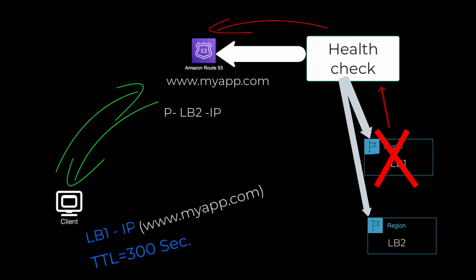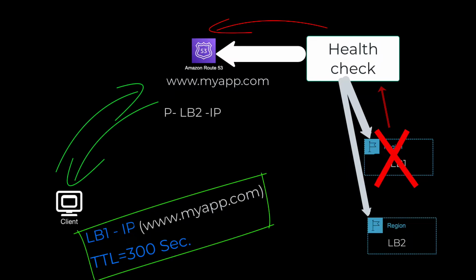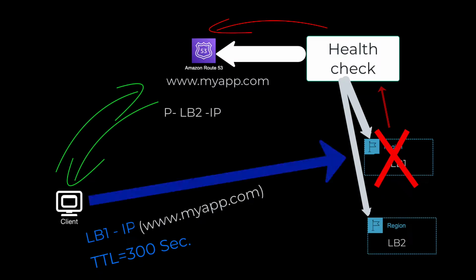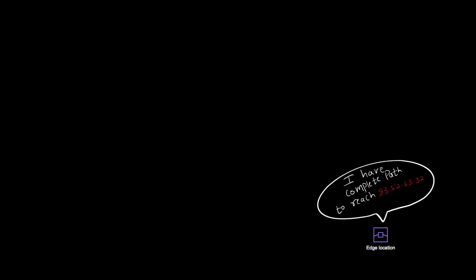Now the problem is the client device still thinks, because the client has already cached the IP address of load balancer 1 and it's still waiting for the TTL to expire before going for the next query, it will still try to continue connecting to load balancer 1. But you see, load balancer 1 has already failed. DNS caching happens to be one of the problems which can be easily resolved with the help of Anycast IP, and that's what Global Accelerator provides.